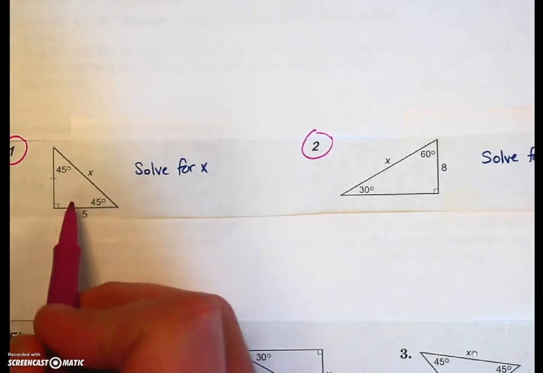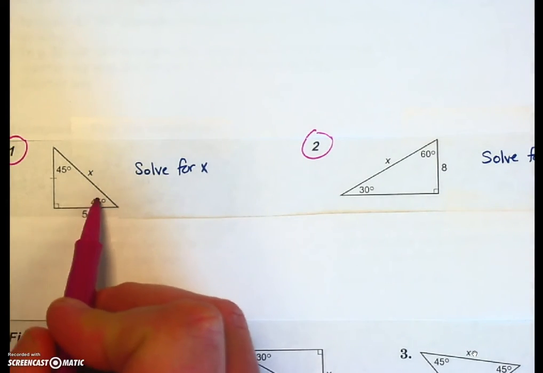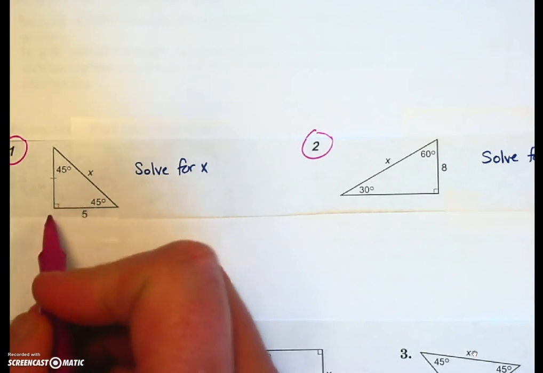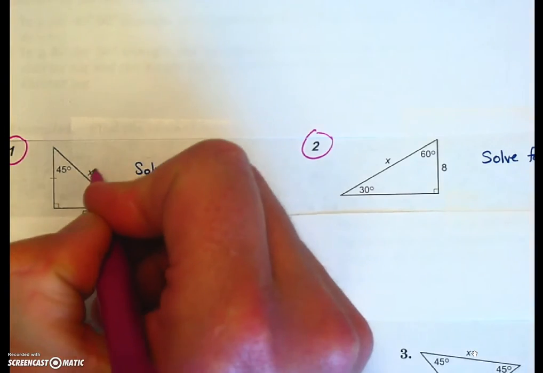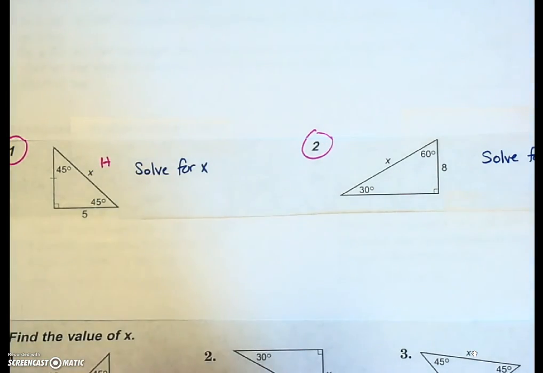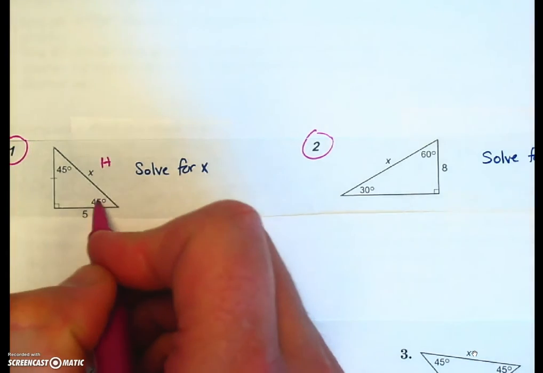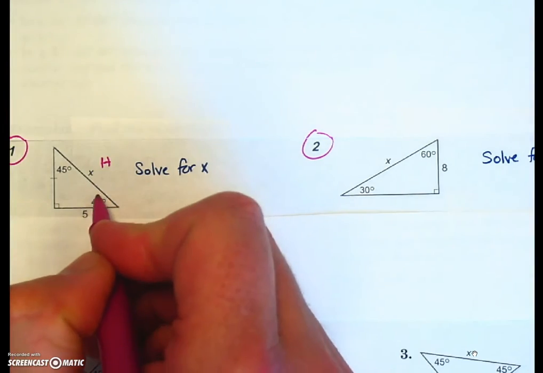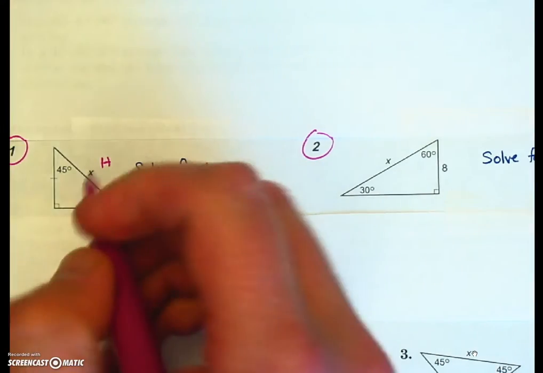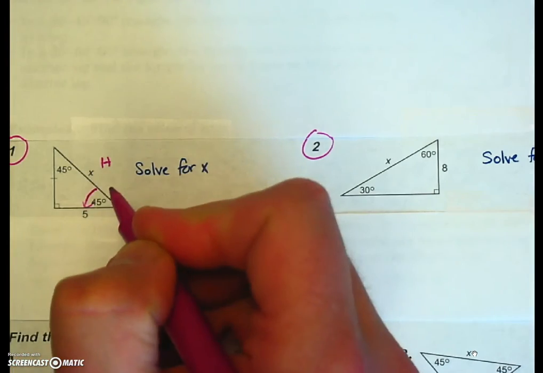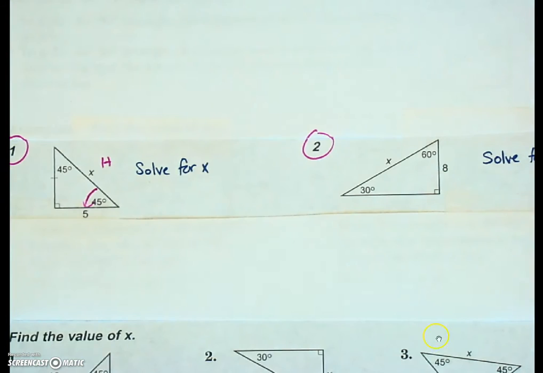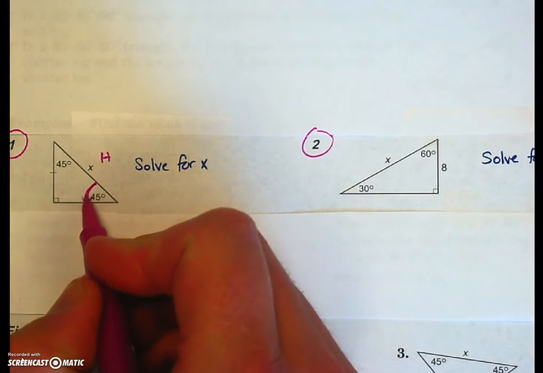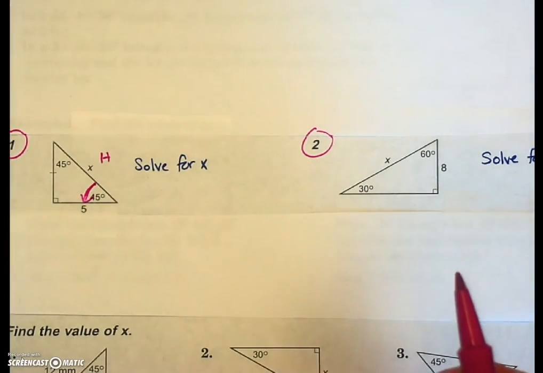Okay, so we're looking at this first one here. We want to solve this for x. Okay, well, if we're looking at this problem, x is my hypotenuse. Now I can use either angle that I want to use here. I can use this angle down at the bottom or this angle at the top. I'm just going to use this angle down here at the bottom. So we're going to use this angle down here, and that's going to be like my theta.